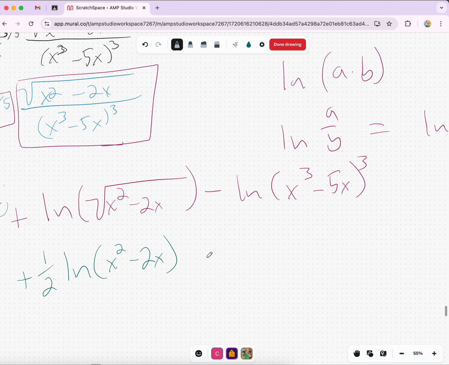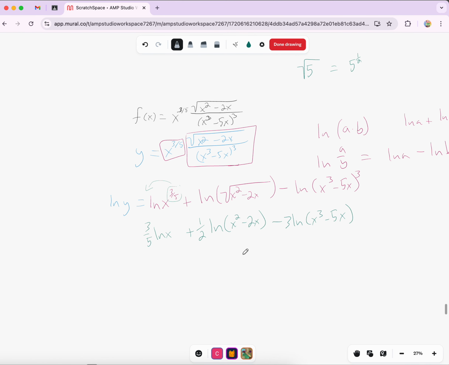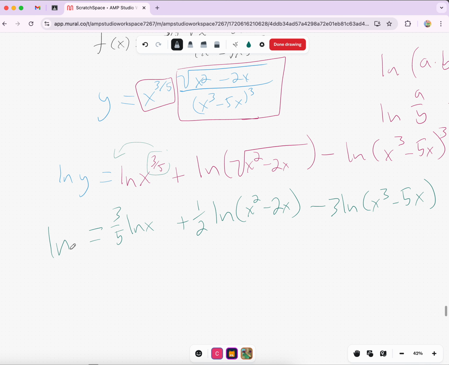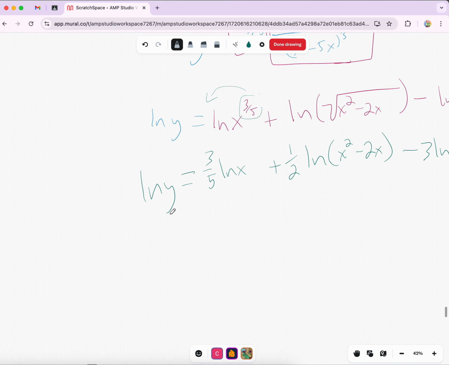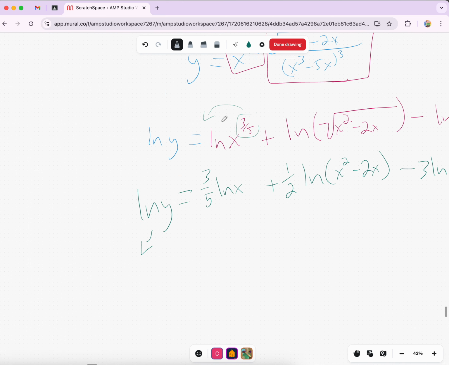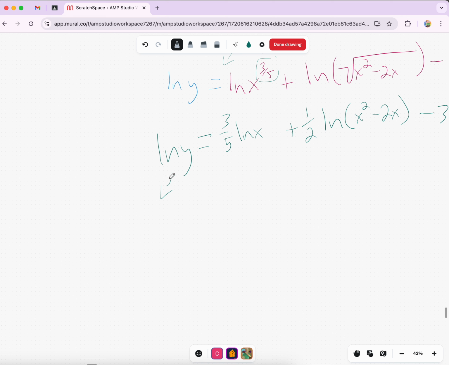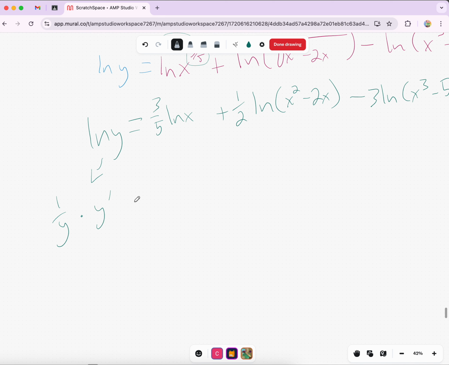And then we've got this minus, and again, I can pop that 3 out. 3 natural log of x cubed minus 5x. Okay, not too bad. Now this is actually manageable, right? Equals the natural log of y. Now we just need to basically differentiate this whole thing, right? And find the derivatives of all of our different chunks. So let's do that. Let's do the derivative of this, which is the same every time, right? The derivative of the natural log of y is always going to be 1 over y times y prime, right? Every time, the derivative of y, dy dx, however you want to write that.